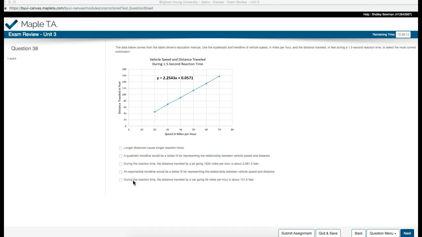The next one, during the reaction time, the distance traveled by a car going 45 miles per hour is about 101.5 feet. Yeah, that sounds great, because down here we have speed and distance. So let's go to the distance traveled by a car going 45 miles an hour. Come up here, 45 is about 101.5. That is very much in line with what our graph is showing, so I'm going to select that one as our correct answer.